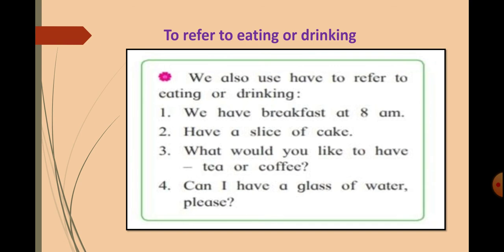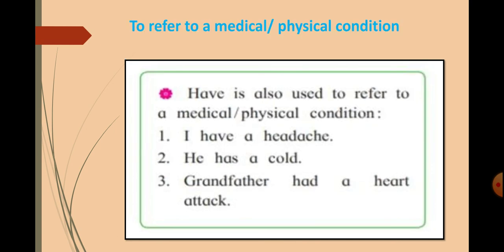To refer to eating or drinking. That means we also use have to refer to eating or drinking. See the examples here. We have breakfast at 8 a.m. Second example, have a slice of cake. Third example, what would you like to have, tea or coffee? The next example, can I have a glass of water please? That means we use have to refer to eating or drinking.